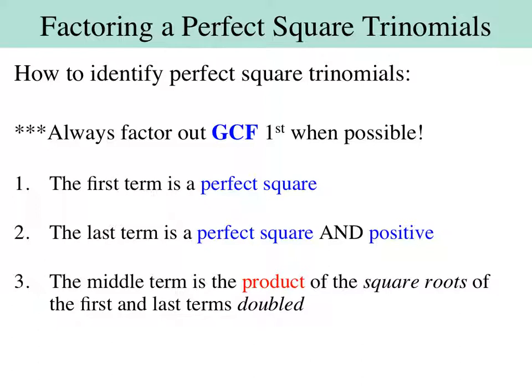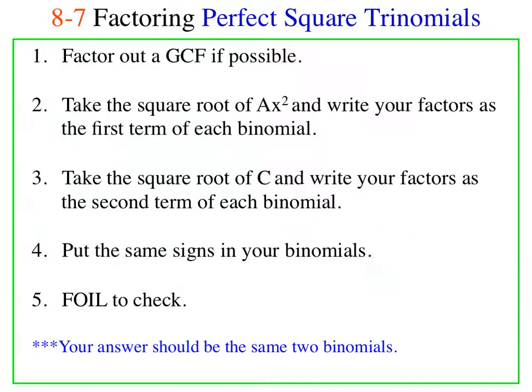And lastly, we're going to look at perfect square trinomials, and the way you identify these is obviously looking for GCF first still, and then if your first term's a perfect square and your last term's a perfect square and it has to be positive, and then your middle term would be the product of the square roots. So if you take the square root of the first and last terms, you multiply them together and double it, that should be the middle number. So let's take a look at how you would factor these.